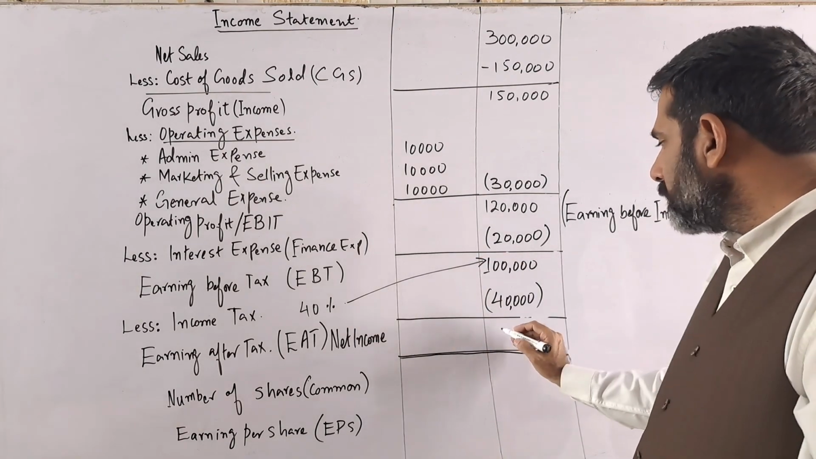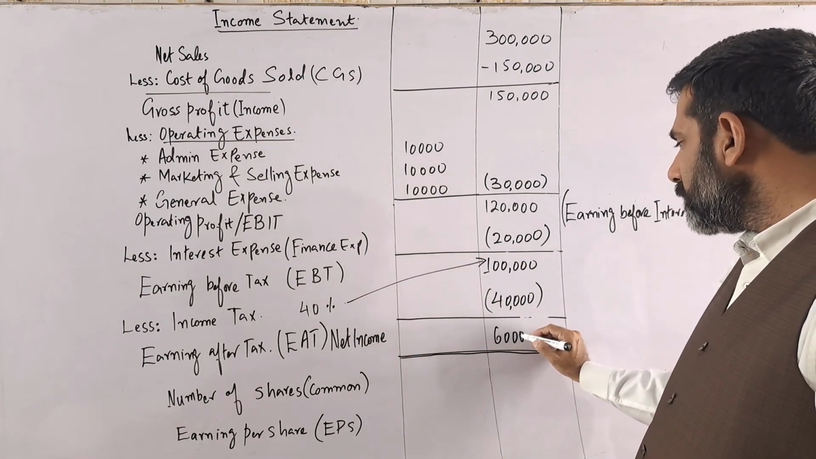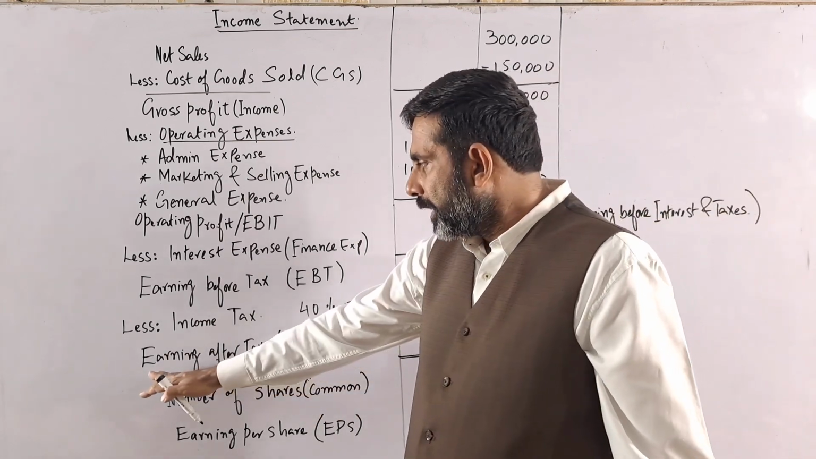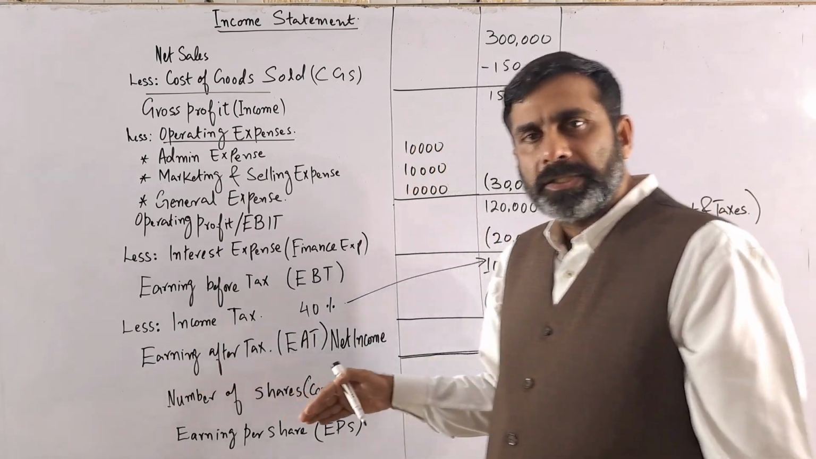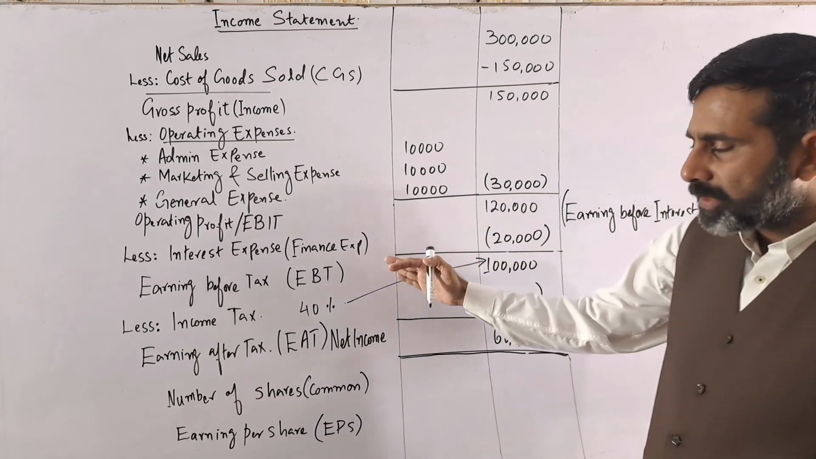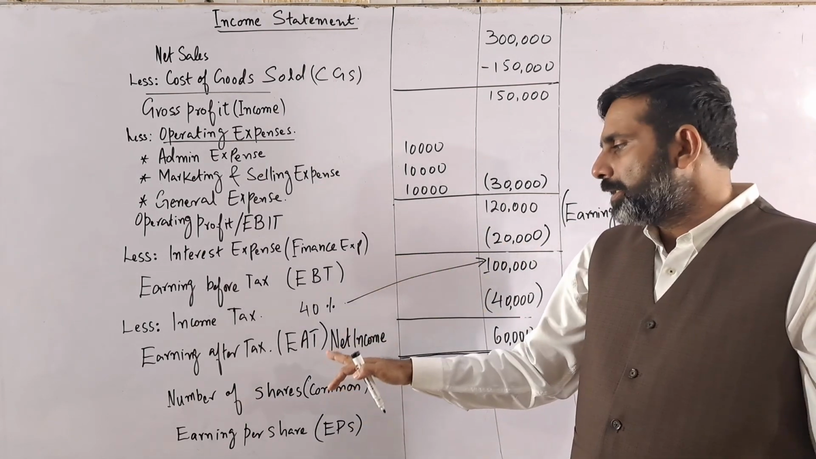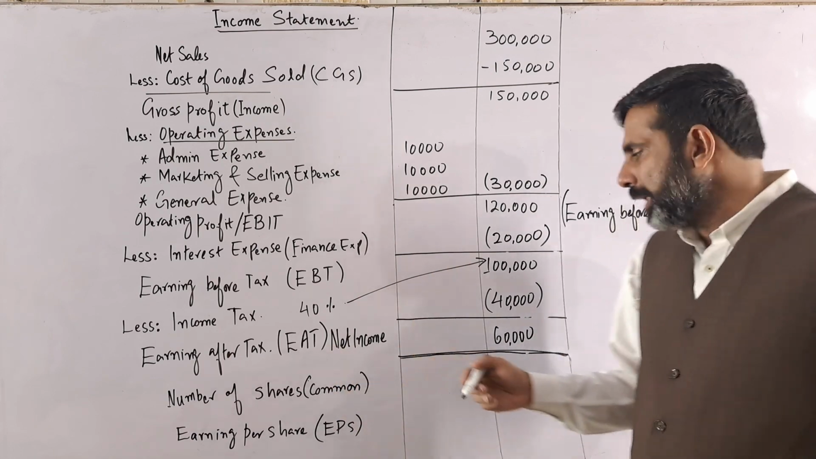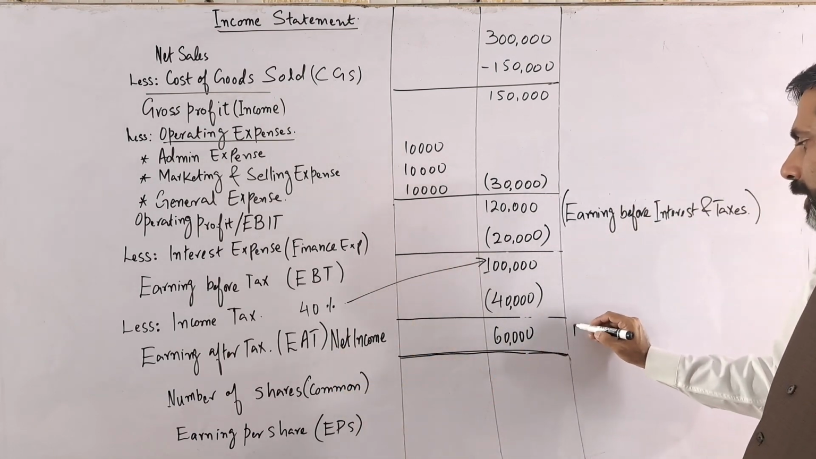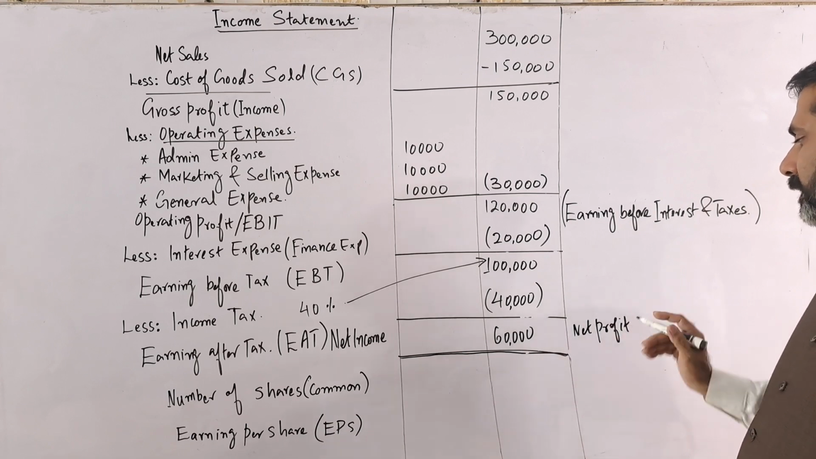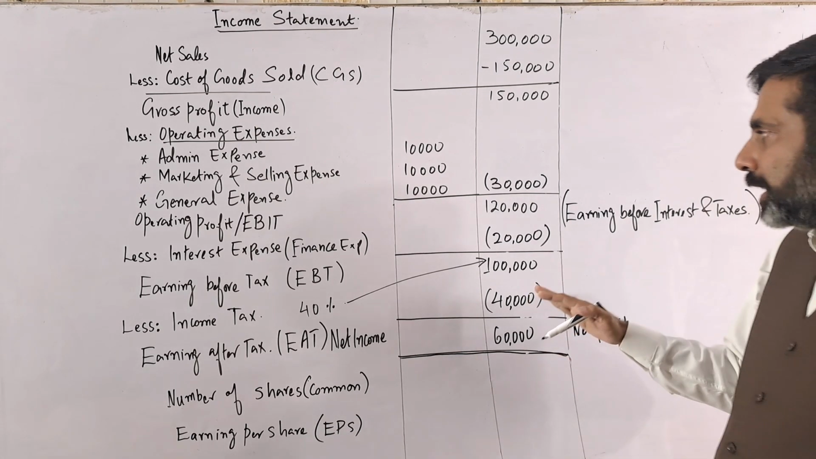So after that, we have a 60,000 value. What is that? That is the earning after taxation. It was before taxation, now it is the earning or the profit after taxation, also called the net income, or also called the net profit. We can call it a net profit also. So this is the final result of the income statement, which is the net profit.